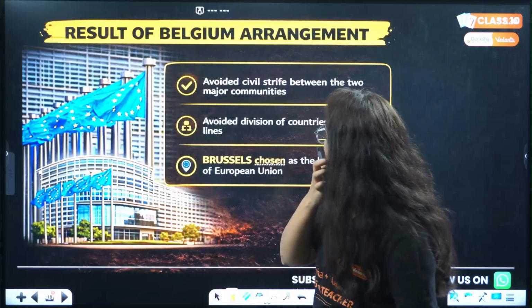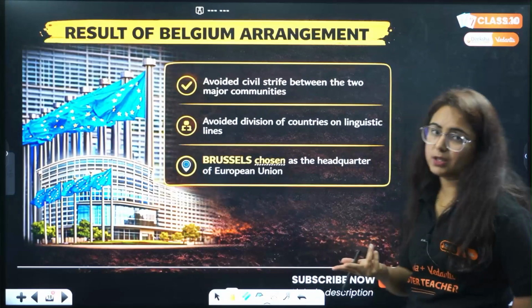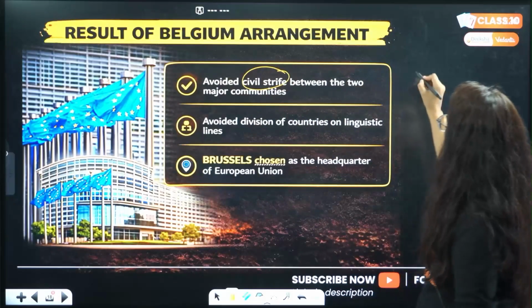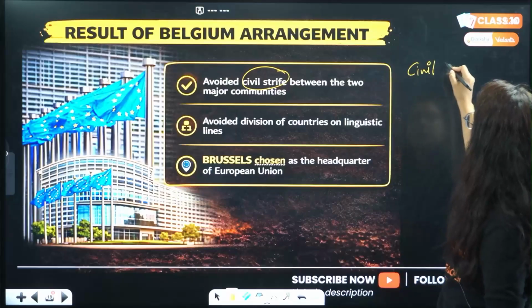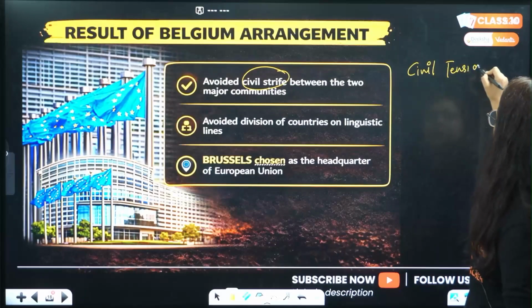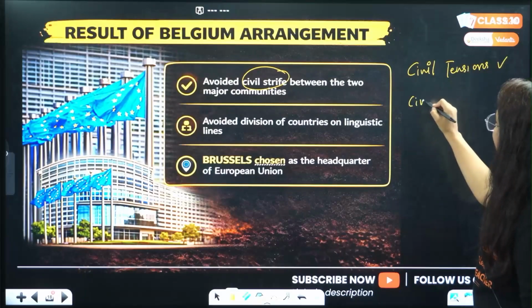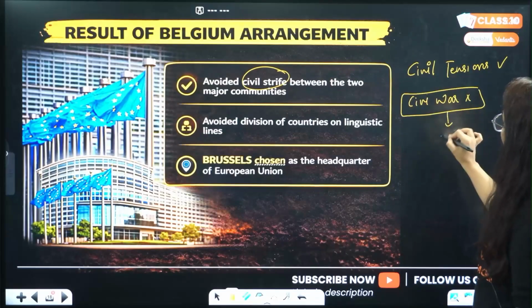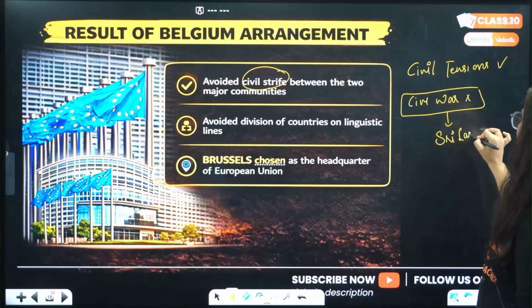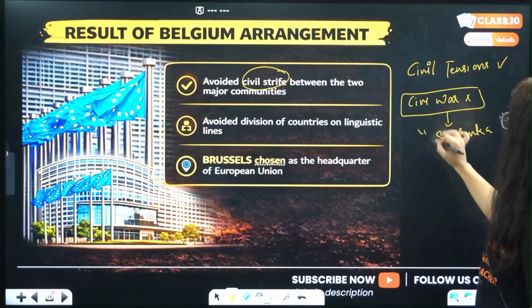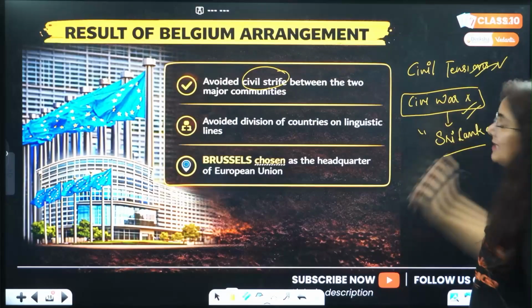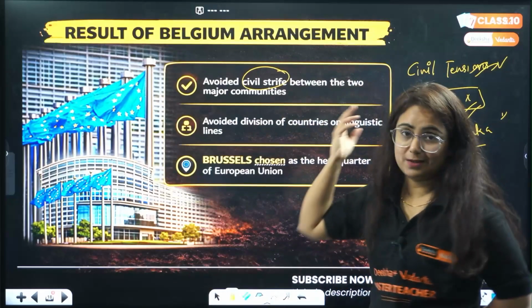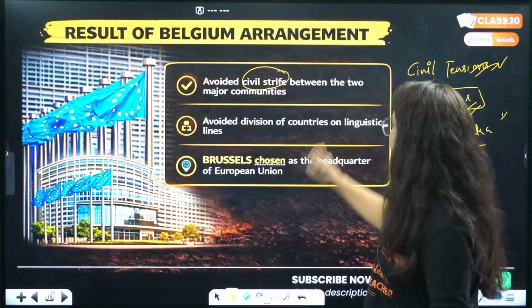Now comes the result of the Belgium arrangement. Everyone is happy. Avoided civil strife. So I said that in Belgium there were civil tensions, right? Not civil war. Rather, where was civil war? Civil war was in Sri Lanka. Pay attention when you write the answer. There is a difference between civil tensions and civil war. So there was civil strife which was avoided by this accommodation, right?